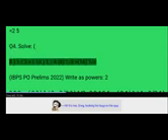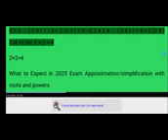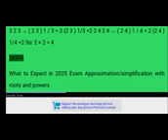Q4: Solve 8^(1/3) × 16^(1/4). IBPS PO Prelims 2022. Write as powers of 2: 8 = 2³, so 8^(1/3) = 2; 16 = 2⁴, so 16^(1/4) = 2. So 2 times 2 equals 4.